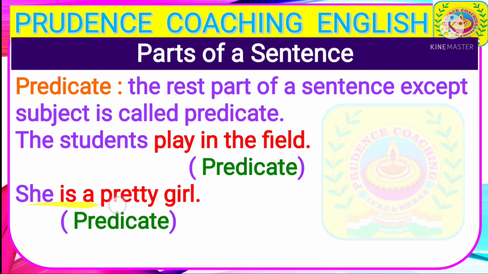Next, she is a pretty girl. So here, as I said, that a subject is always a noun or a pronoun, and here we are talking about this particular word she, because we are talking she is a pretty girl, we are talking about she. So here she is the subject. Except subject, whatever things are there is a predicate.